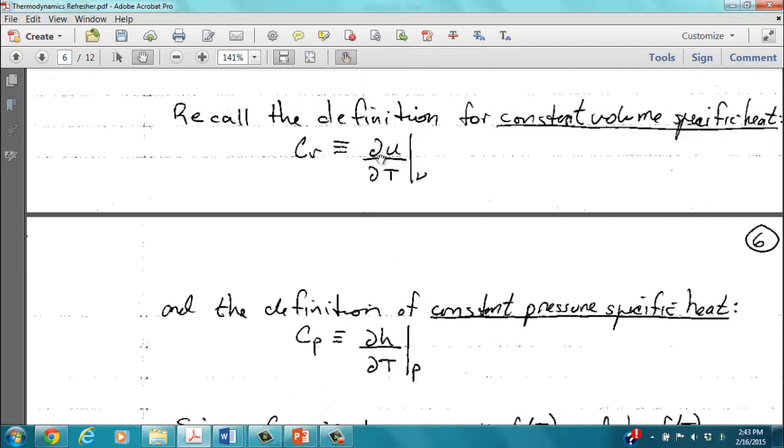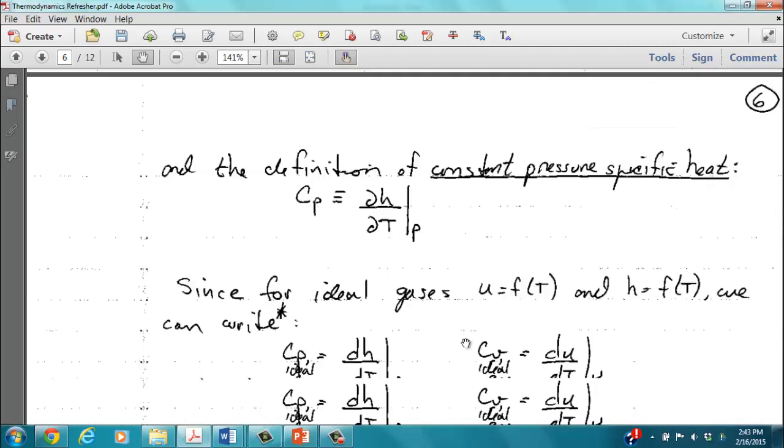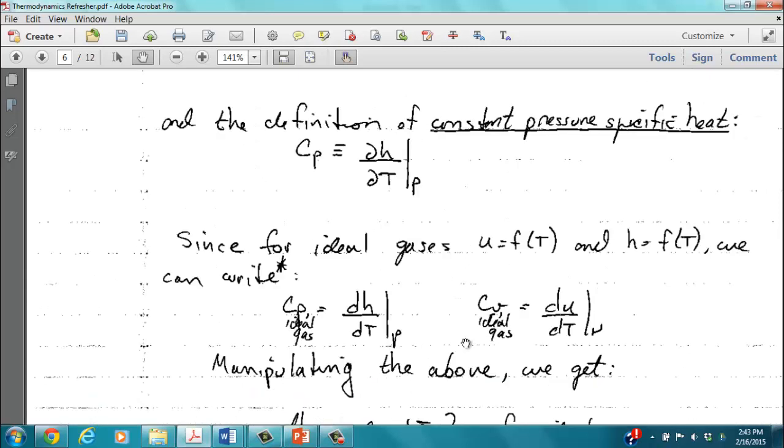So we can drop these partial derivatives and write them as ordinary derivatives because u and h are only single variable functions. So we write that the constant pressure specific heat of an ideal gas is dH by dT along a line of constant pressure, not del H by del T along a line of constant pressure. Okay. Likewise, the constant volume specific heat for an ideal gas is written as dU by dT, not del U by del T. Okay. And of course, because it's constant volume, then the change in internal energy with respect to temperature is taken along a line of constant volume.